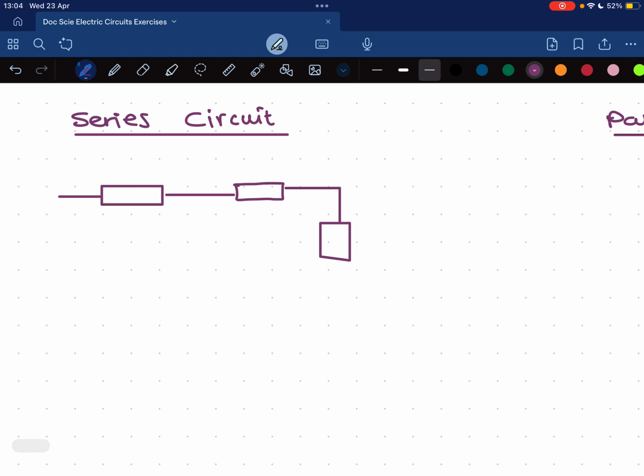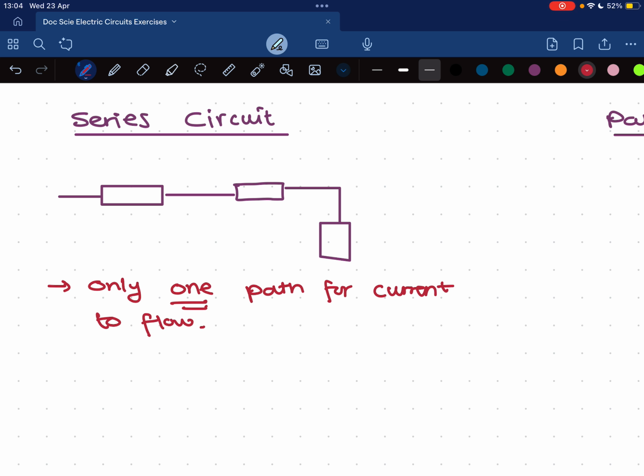It means that there is only one path for current to flow. So current has to flow through every single one of these resistors, but there is only one way to do it. There is no split or no variance in the way that the current can flow. Okay, so that is then what we refer to as a series circuit.